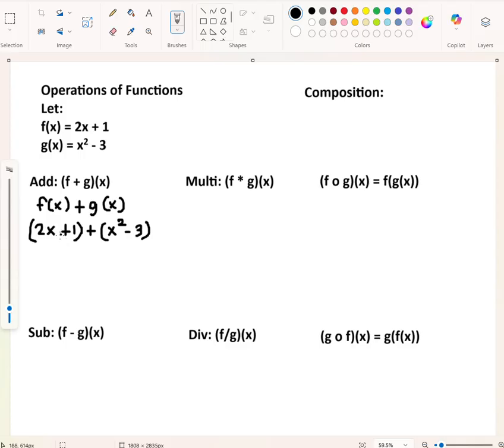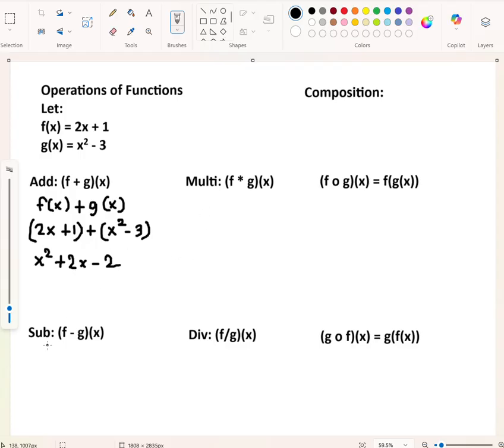Here we need to combine the like terms. We have 2x and x squared, but they are not like terms, so we copy the x squared first. Next is the 2x. And then we have the whole numbers, which are 1 and negative 3. 1 plus negative 3 is negative 2. So this is the correct answer, the final answer.